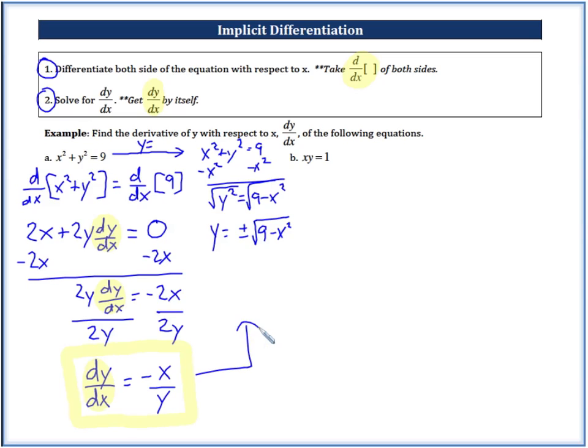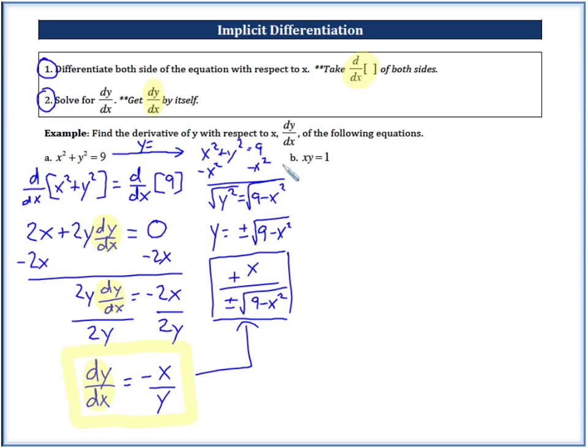So then all we would have to do is substitute this expression in for y. So we could write negative x over plus or minus the square root of 9 minus x squared. And because we have a negative divided by our plus or minus, it doesn't really matter. We can change that to positive. So this would be the derivative written in terms of x. But either way, it works. And it's kind of interesting because we see that there are two functions that we have here, the positive and the negative.